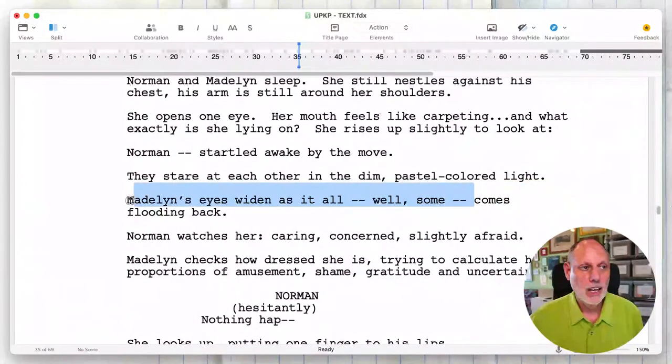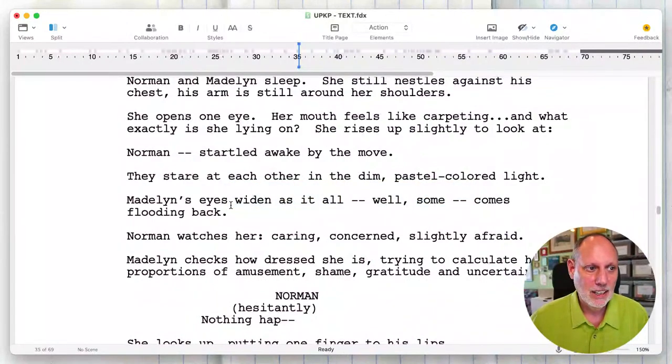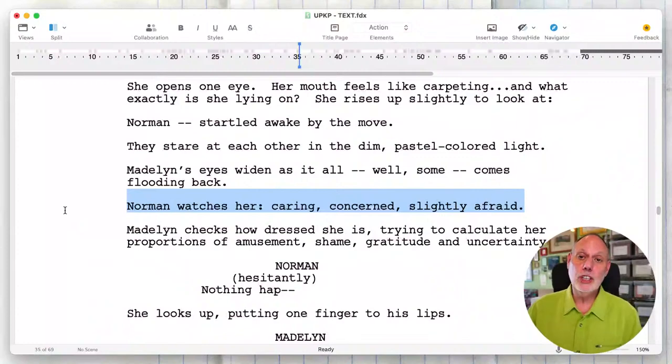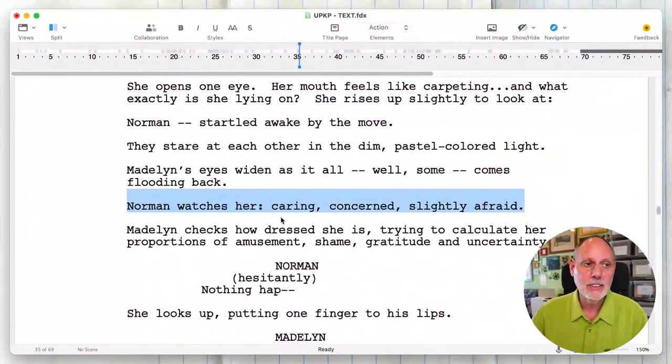Likewise, this is Madeline's eyes widen as it all, well, some, comes flooding back. In other words, she was stoned out of her mind. She did not know that she passed out sleeping on him. Now she's beginning to remember. Her memory is fuzzy, so that's what I'm establishing here. She is remembering fuzzily. And since Norman is going to watch her and he could be feeling many things, I am mentioning the things that I believe he is feeling.